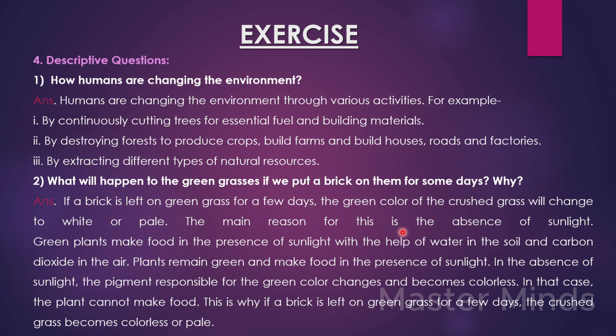Green plants make food in the presence of sunlight with the help of water in the soil and carbon dioxide in the air. Plants remain green and make food in the presence of sunlight. In the absence of sunlight, the pigment responsible for the green color changes and becomes colorless. In that case, the plant cannot make food. That is why if a brick is left on green grass for a few days, the crushed green grass becomes colorless or pale.